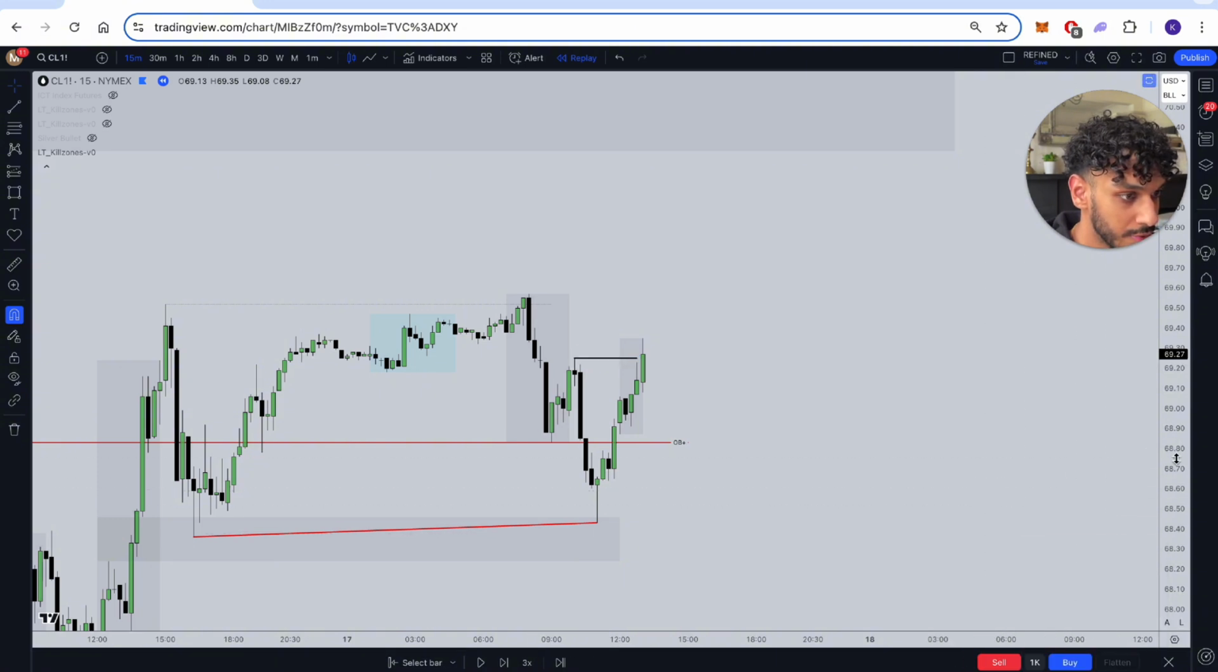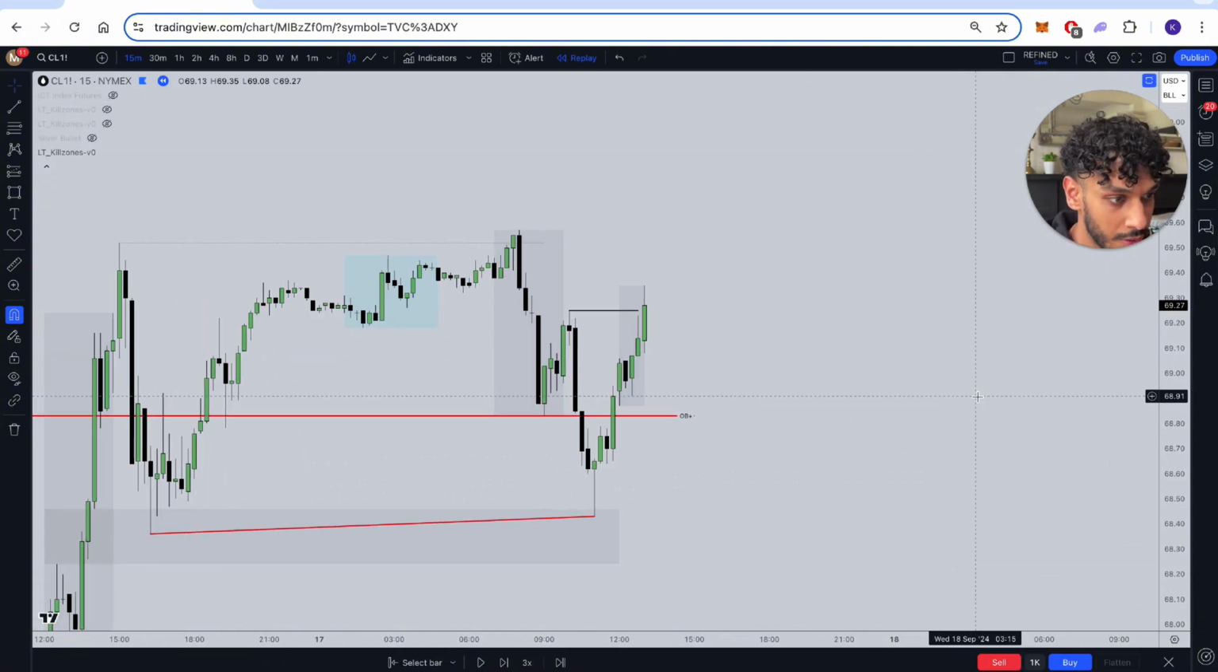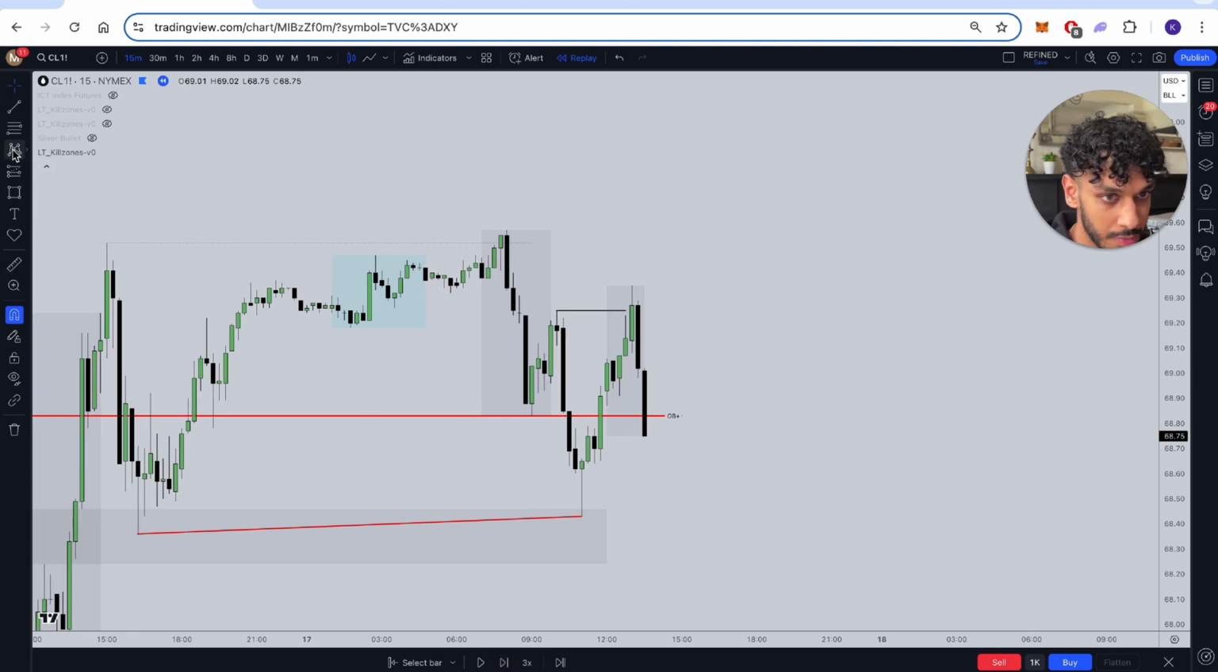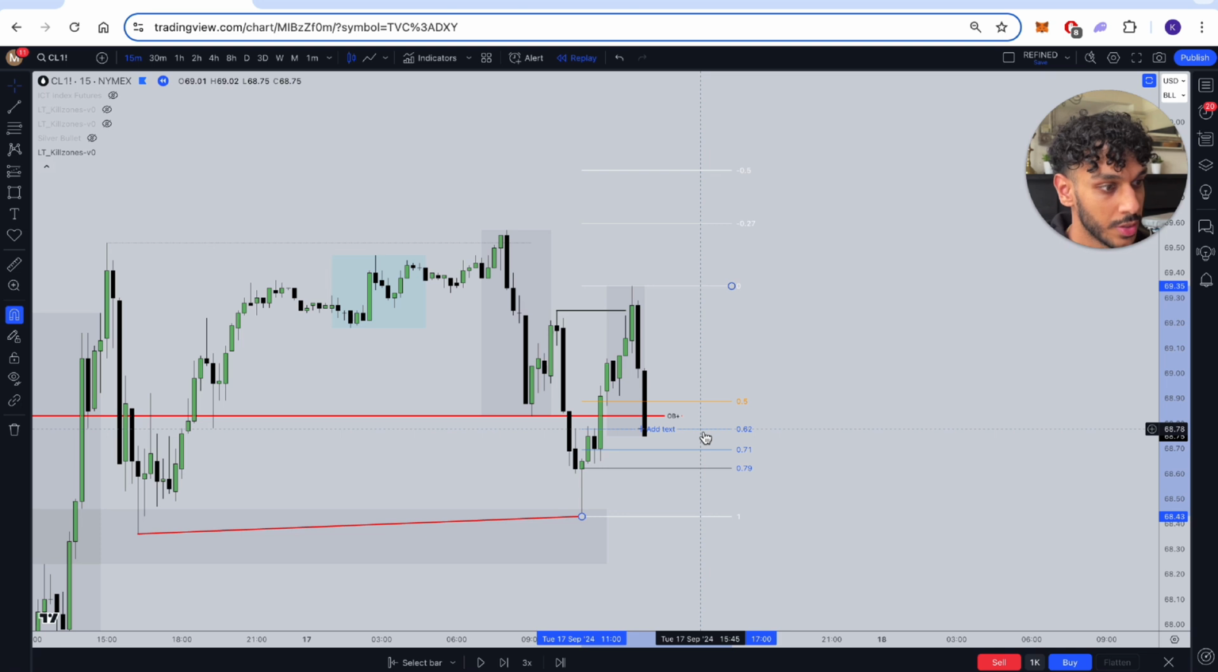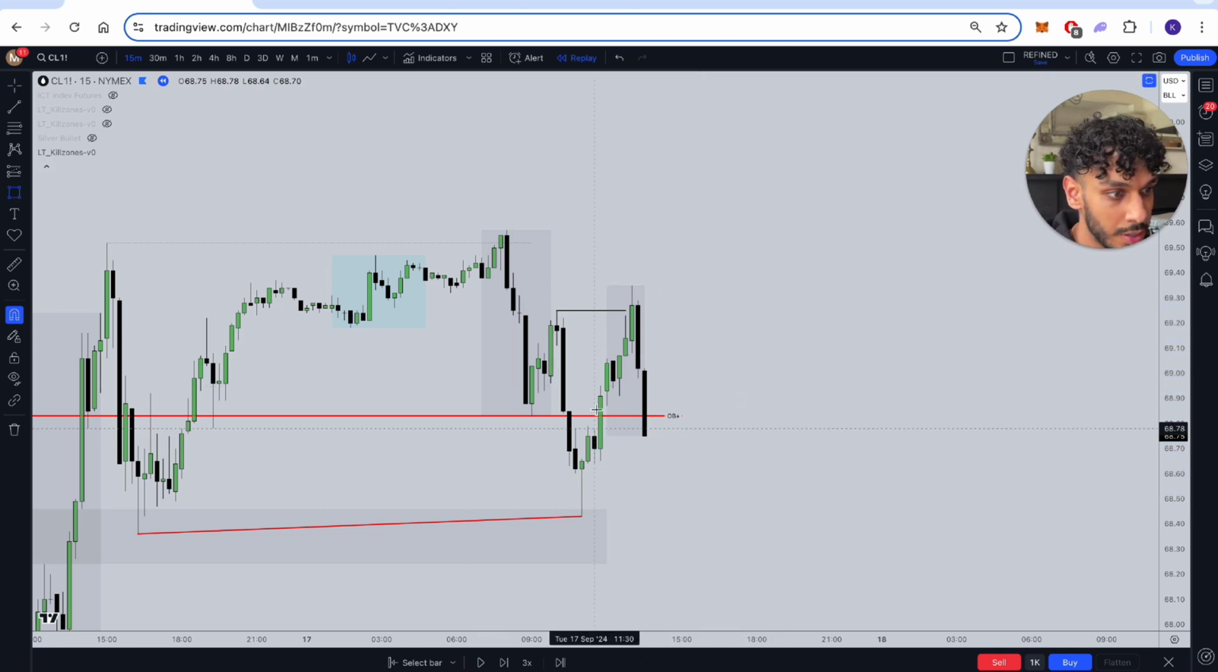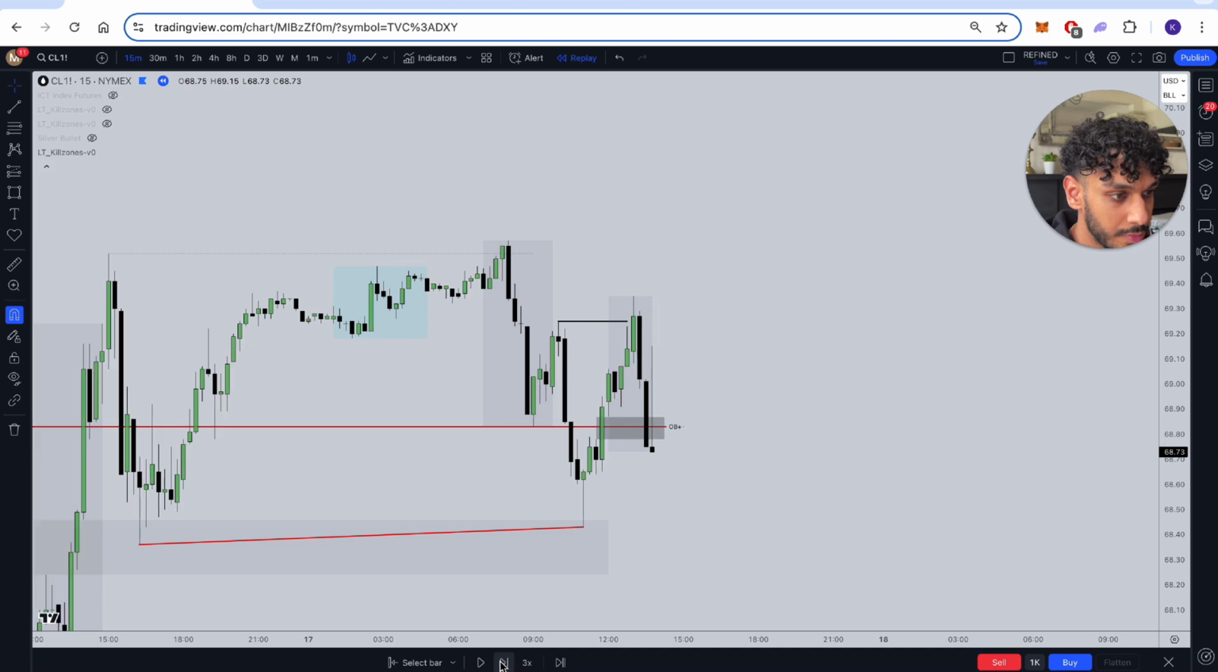Now, what actually happens with this one is we get an OTE retracement, okay? So we end up retracing fairly deep back into an OTE pocket, and we end up filling the lowest FVG possible, right? And there's a ton of reasons behind that. We then retrace back above.